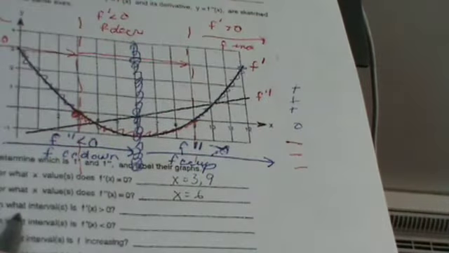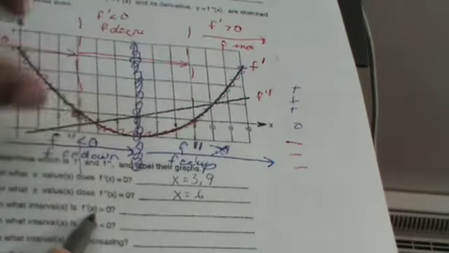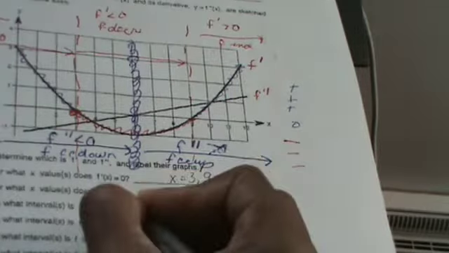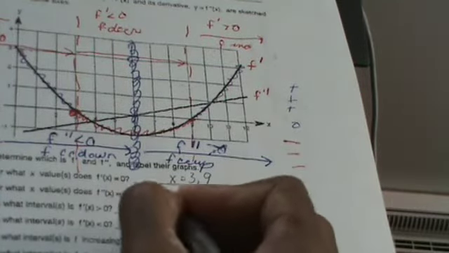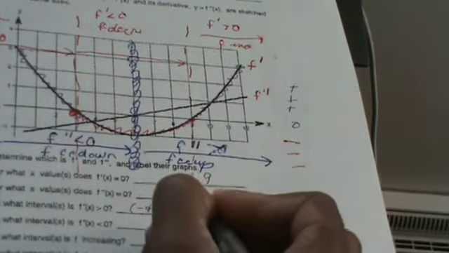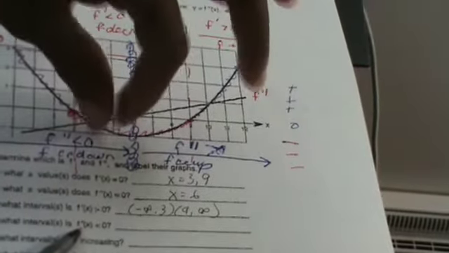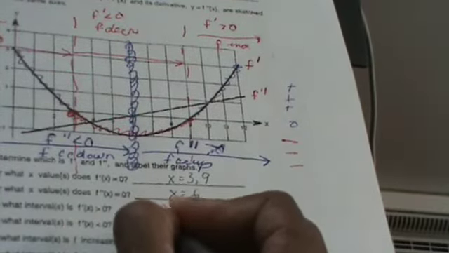Number 4 says, where's f prime in the positive region? Where's the parabola above the x-axis? Okay, so there's two spots: from negative infinity to 3, and then from 9 to infinity. Number 5, where's the first derivative, this one, below the x-axis in the negative region? So that's from 3 to 9.